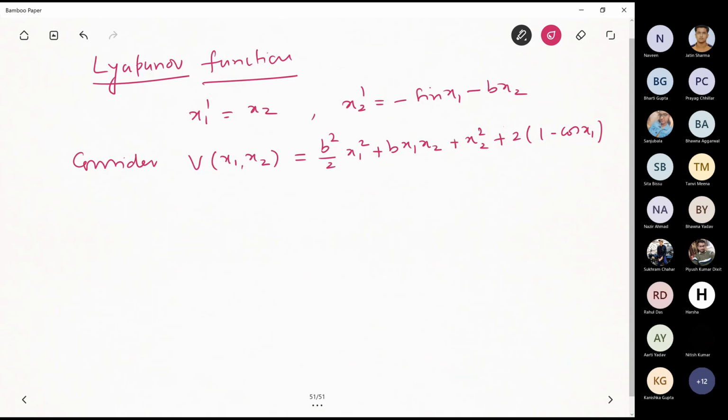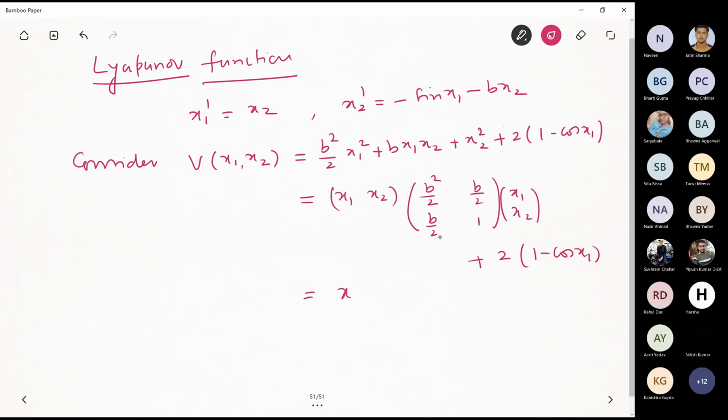So you see that this is a function like this, that is x1, x2, right? This is b square by 2, this is b by 2, b by 2, 1. So this is how the function is written. Basically, this is writing x transpose matrix A x plus 2 into 1 minus cos x.